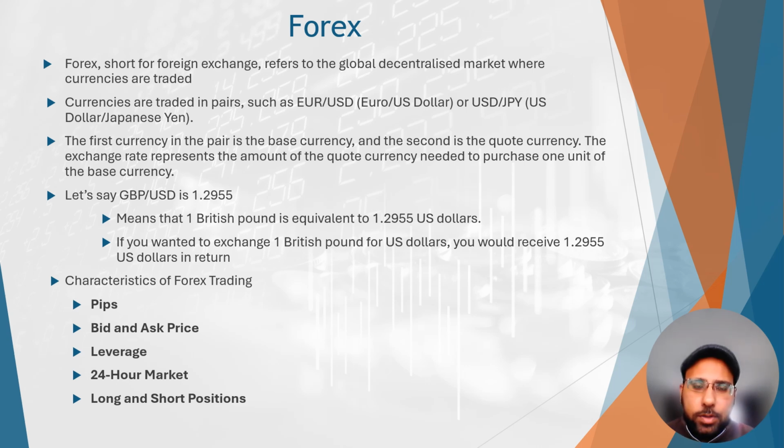If I'm going to the US, with my £1, I can purchase something for $1.29, for example. If I wanted to exchange it, I would receive that much in dollars. That's just the basics of how a pair works. I will go into more detail in other slides, but if I was to go long and buy this pair, I would believe that sterling will strengthen against dollar. So if I go long of sterling dollar, I believe sterling will strengthen against dollar.